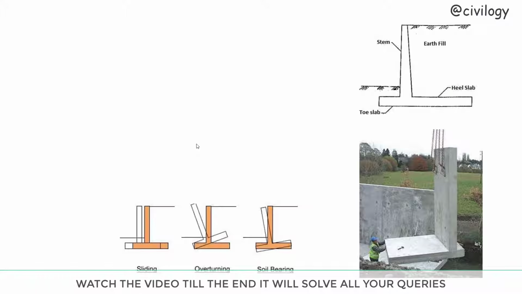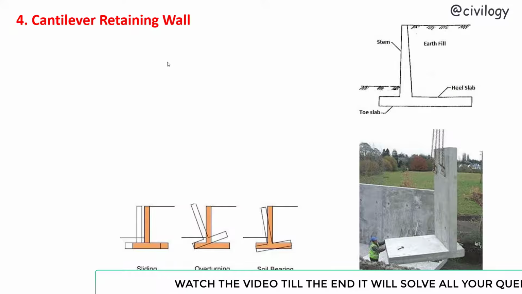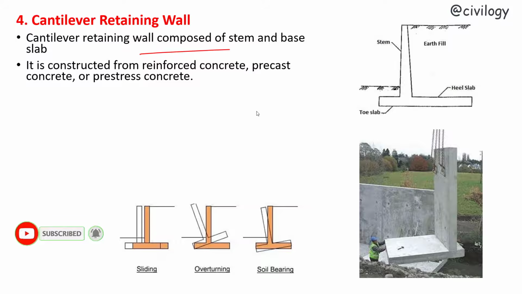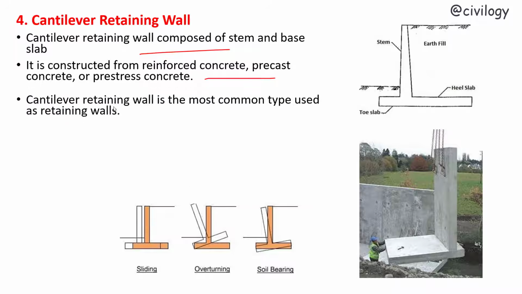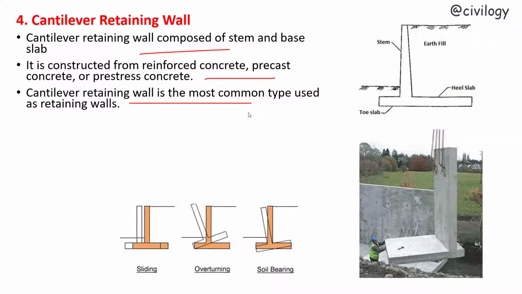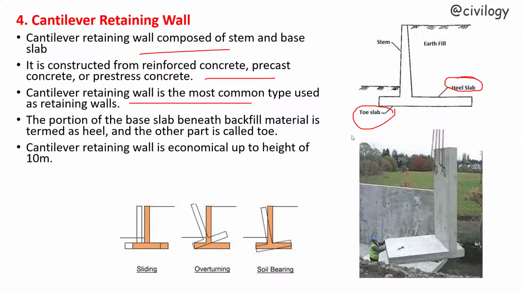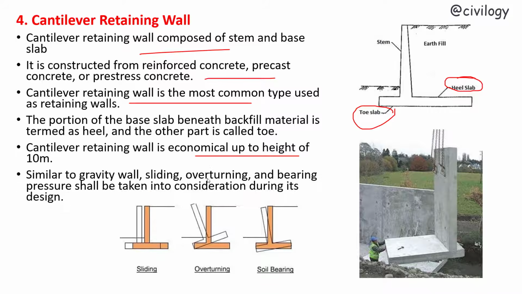Okay, next we'll talk about cantilever retaining wall. These are mainly composed of a stem and a base slab. It is constructed from reinforced concrete, precast concrete, or pre-stressed concrete. Cantilever retaining wall is the most common type used as retaining walls. The portion of the base slab beneath the backfill is known as the heel slab, and the other part is known as the toe slab. Next, cantilever retaining wall is economical only up to 10 meters. Similar to gravity wall, sliding, overturning, and bearing pressures shall be taken into consideration during the design of cantilever retaining wall.